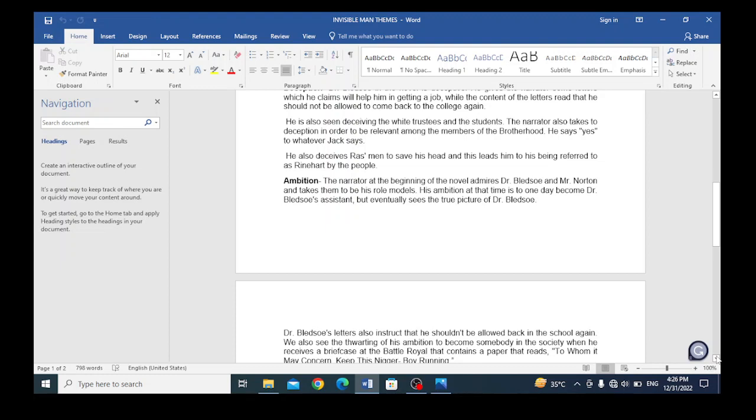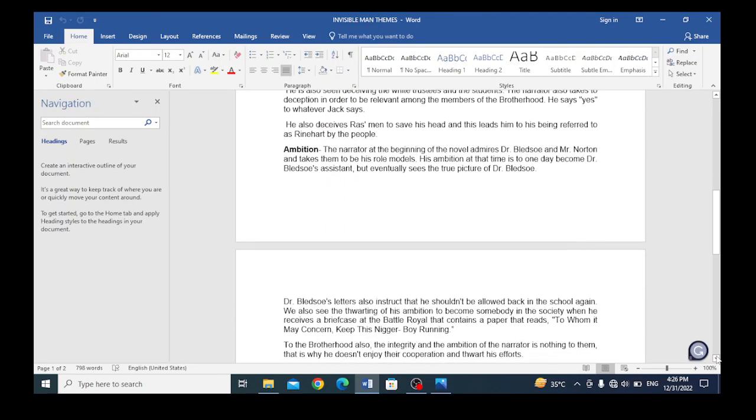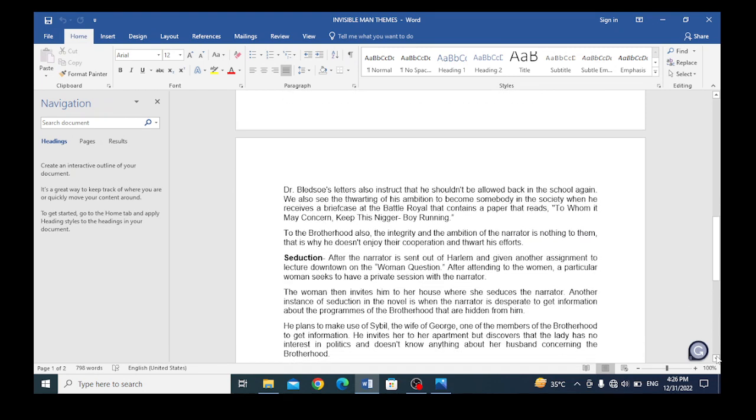The next one is ambition. The narrator at the beginning of the novel admires Dr. Bledsoe and Mr. Norton and takes them to be his role models. His ambition at that time is to one day become Dr. Bledsoe's assistant, but eventually he sees the true picture of Dr. Bledsoe. Dr. Bledsoe's letters also instruct that he shouldn't be allowed back in the school again.